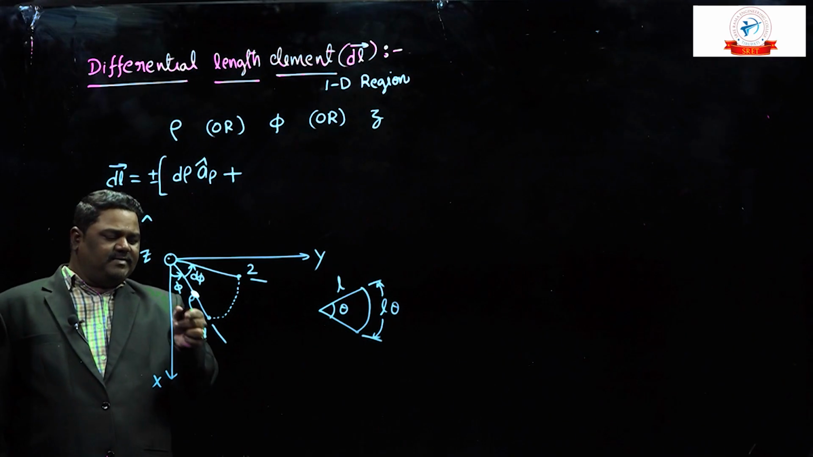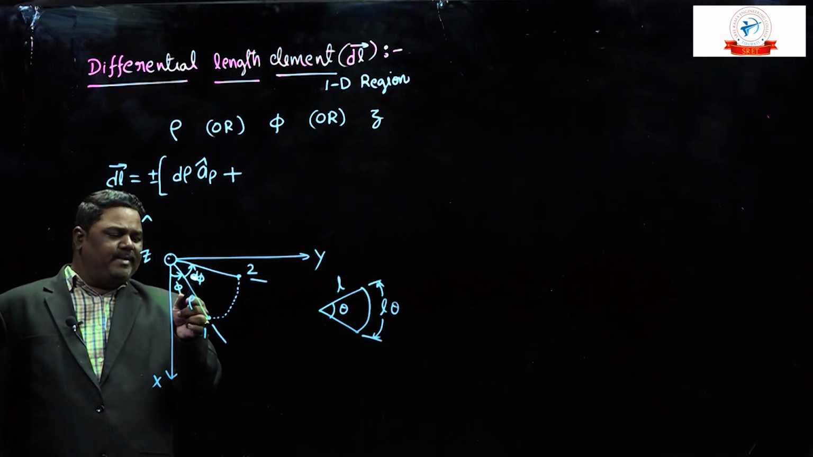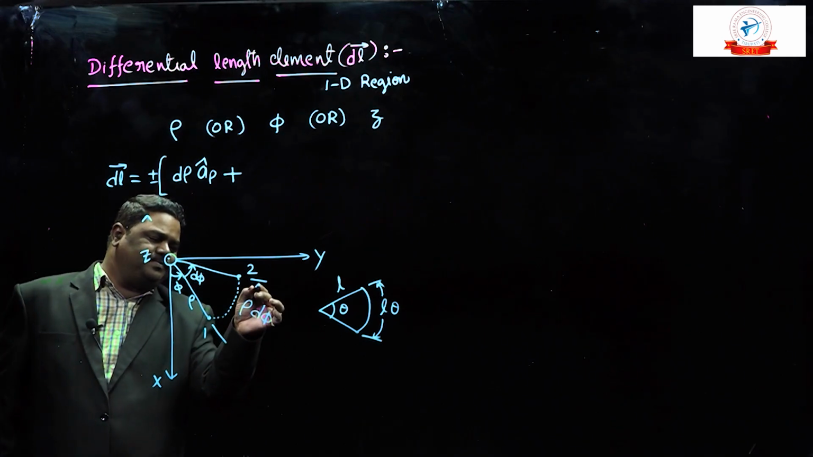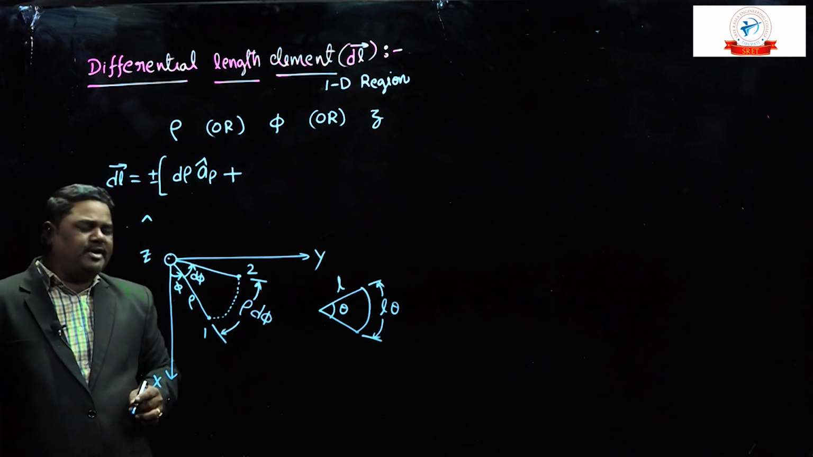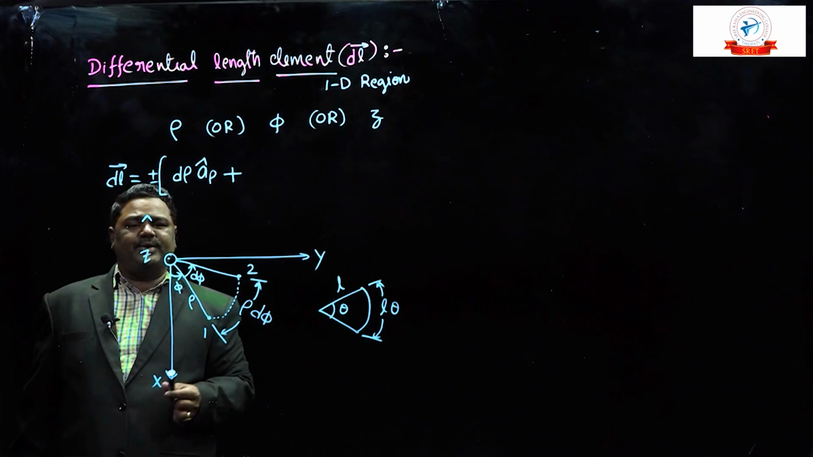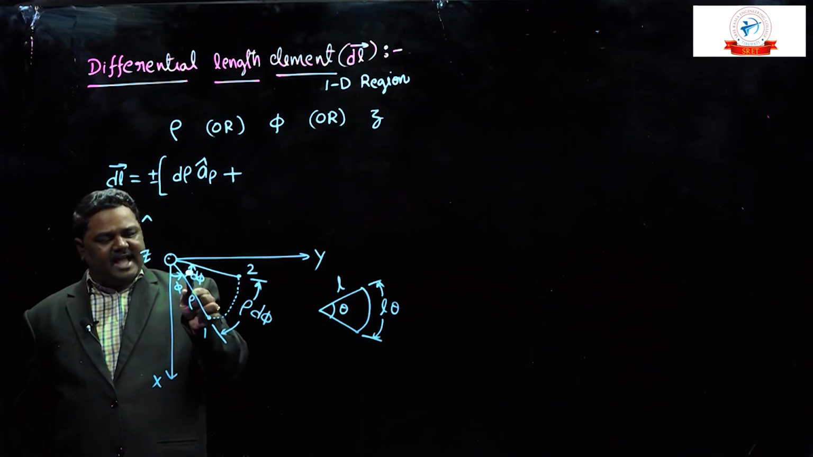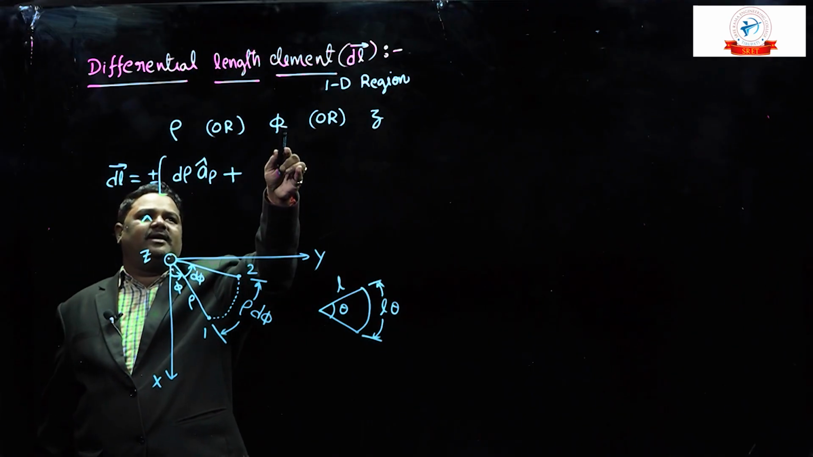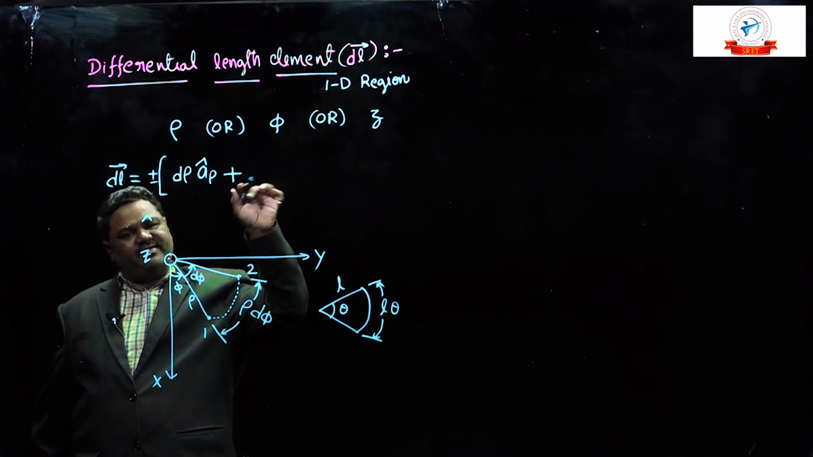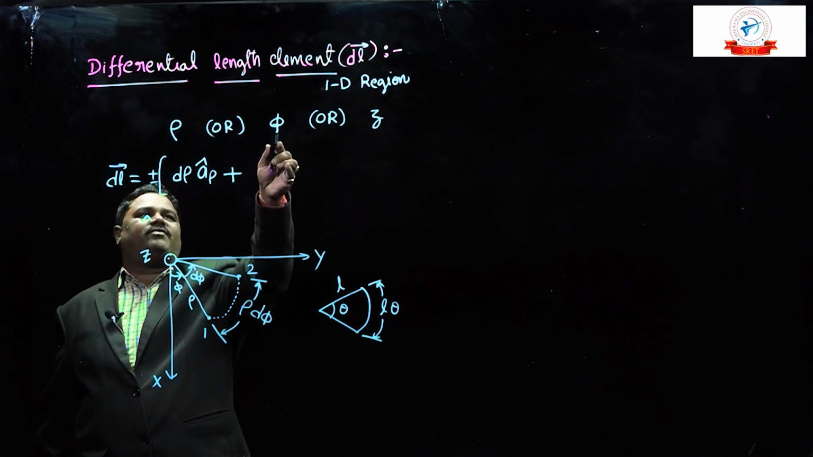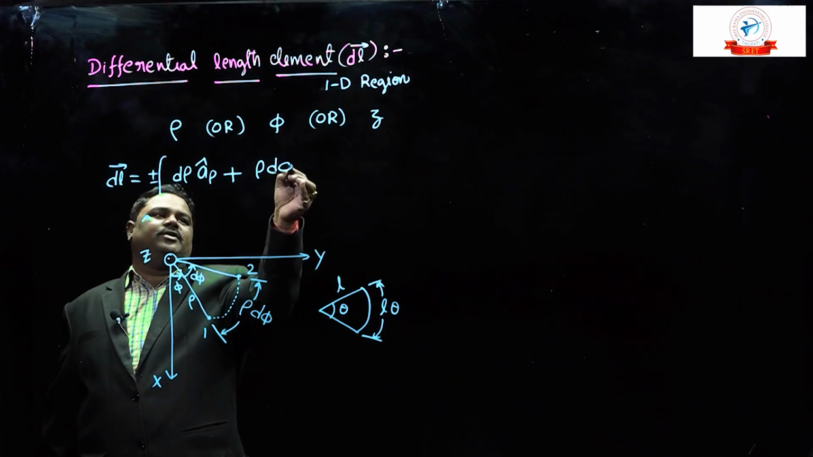So here the length of the side or arm is rho and the angle made by this arc is d phi. Then the total length of the arc is rho d phi. If you observe, a differential angle d phi will produce a differential length of rho d phi. Here we are converting angle into length. A small change in phi will produce a differential length, that differential length is rho d phi.